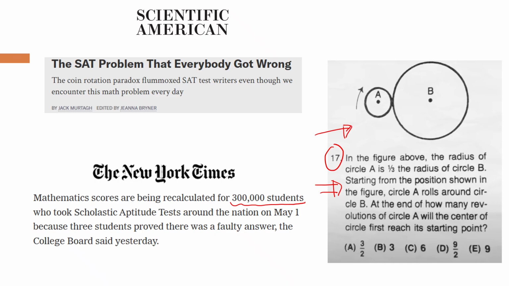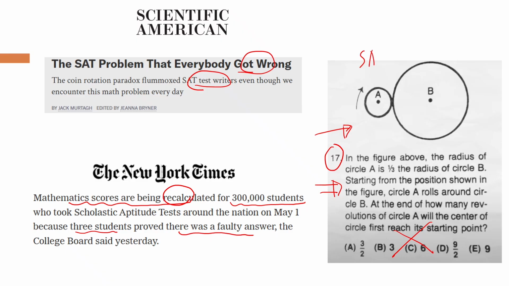So the only logical explanation is there is no correct choice. And this is exactly what happened. The test writer themselves got this question wrong. And this is a pretty big deal because the SAT score of all the students needs to be recalculated. But there are 3 students who were smart enough, and they proved there was a faulty answer.